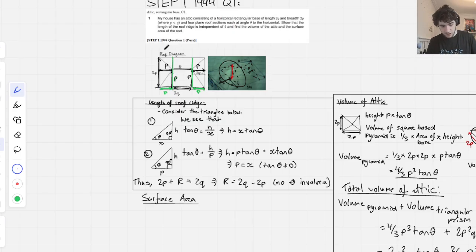So effectively, we can see that in our diagram, on each end, there's going to be one triangular plane sort of roof section, right? So on each end of the roof, there's going to be one triangular plane roof section. And what we know about this already is that this length here is P, and this height here is P tan theta. Or we can even call it H, okay?